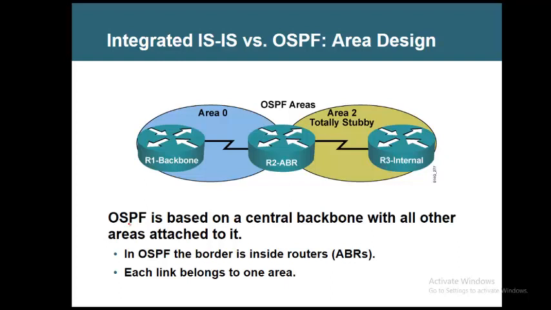Do we have a router common to both areas, area 0 and area 2 here? Do we have a common router? ABR. Yes, ABR. We have a common router. Each link belongs to an area. One link belongs to area 0, another link belongs to area 2. That is what we call an ABR.